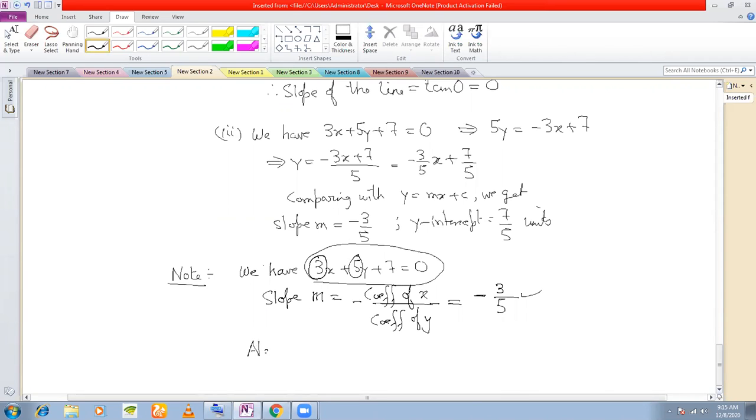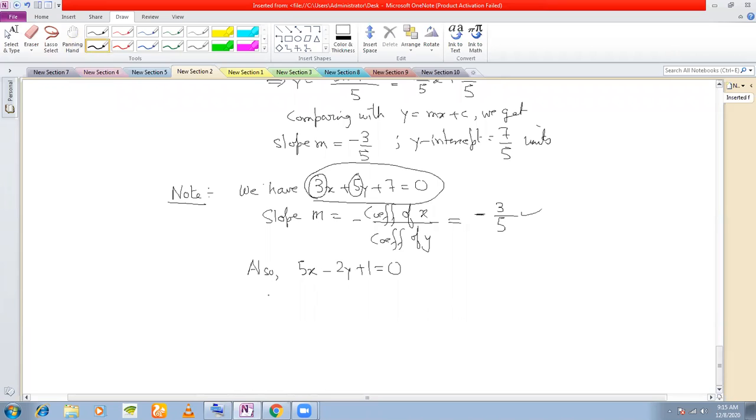Also, suppose another straight line I give you, 5x minus 2y plus 1 is equal to 0, and I ask you to find out the slope of this. You can find out the slope of this as, again, minus coefficient of x divided by coefficient of y. So minus coefficient of x here is plus 5, right, plus 5. And the coefficient of y here is minus 2. Whenever there is a minus sign, you write it with the minus sign. So this minus cancels there. So simply you get slope as 5 by 2. That is how you convert in shortcut.